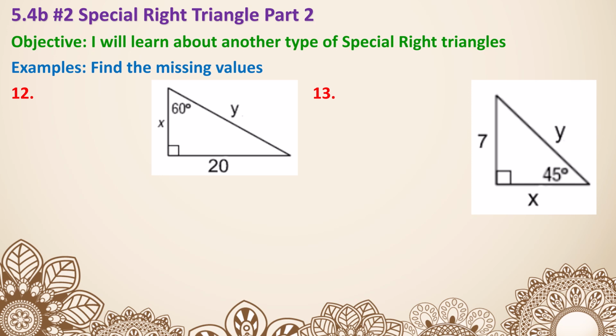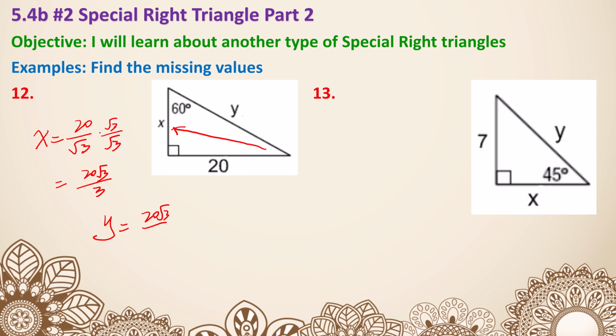20, this time you're given the longer leg, but x is the shorter leg, so we're going to find that first. We're going to take the longer leg divided by square root of 3. Multiply the top and the bottom by square root of 3. We got 20 square root of 3 over 3, and then the hypotenuse is going to be twice the short leg, so it's 20 square root of 3 over 3 times 2, which makes it 40 square root of 3 over 3.